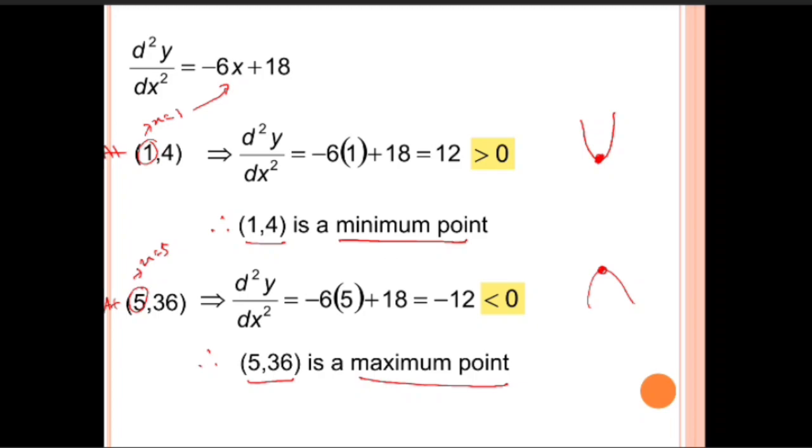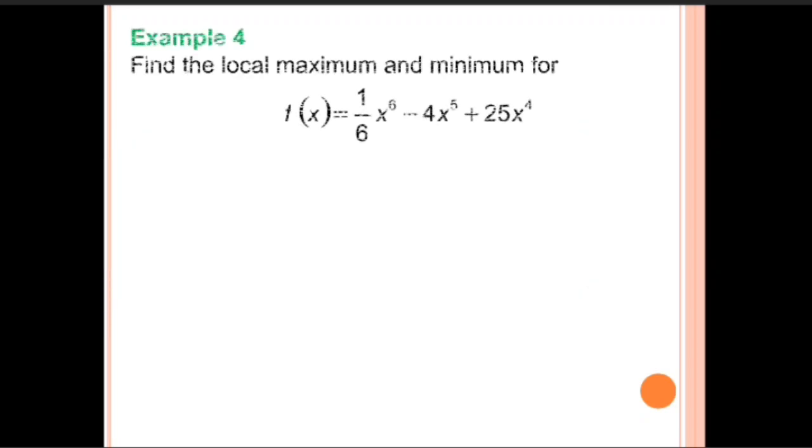Now, you can also have in the same question, both are maximum points or both are minimum points, or an inflection point. For example, in example 4, let me show you. Try out example 2 and 3. In example 4, we have this function. We would like to find the local maximum and minimum. First step is the same. To find the local maximum and minimum, of course, we have to know what are the coordinates for that point.